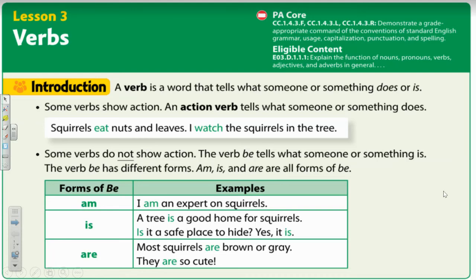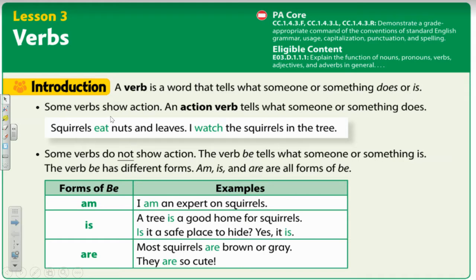Hi, third grade. Today we are going to spend some time reviewing yet another part of speech that we've learned this year in third grade, verbs. If we look up here at the introduction, it reminds us that a verb is a word that tells what someone or something does or is.